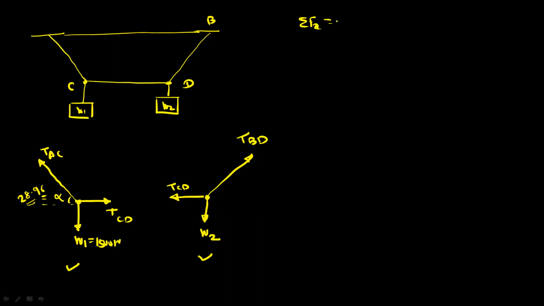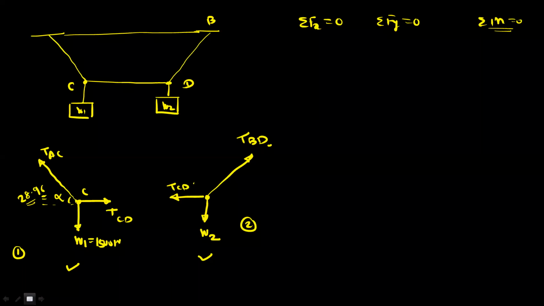One is summation Fx equal to 0 and the second is summation Fy equal to 0. For a parallel force system or a general force system, you can use summation of moment equal to 0. If you refer to the second free body diagram, tension CD, tension BD, and weight W2 are three unknowns, so we cannot solve directly by using summation Fx and summation Fy. So first, solve the free body diagram for point C.